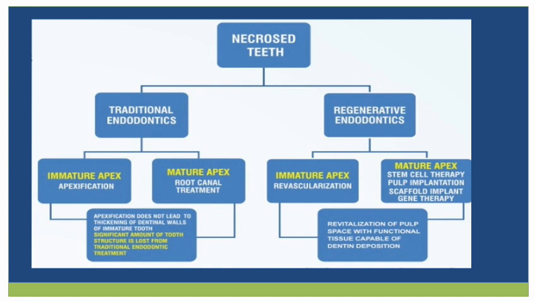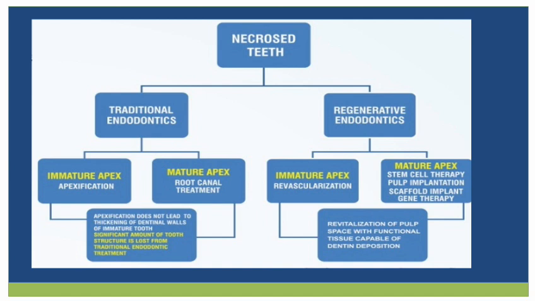Basically, the necrosed tooth can be treated in two ways, that is traditional endodontics or regenerative endodontics. We use traditional endodontics in case of immature apex, wherein we go for apexification. In case the apex is mature, we go ahead with root canal treatment. And apexification does not lead to thickening of the dentinal walls in case of immature tooth. A significant amount of tooth structure is lost from the traditional endodontic treatment.